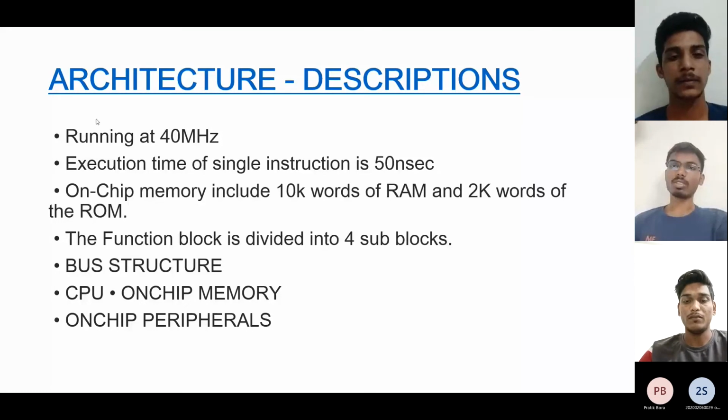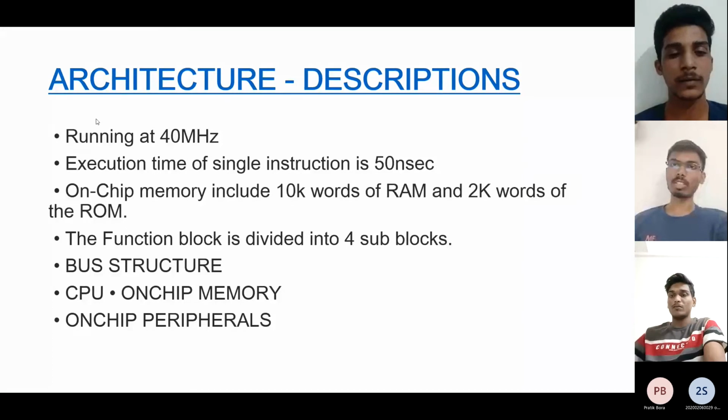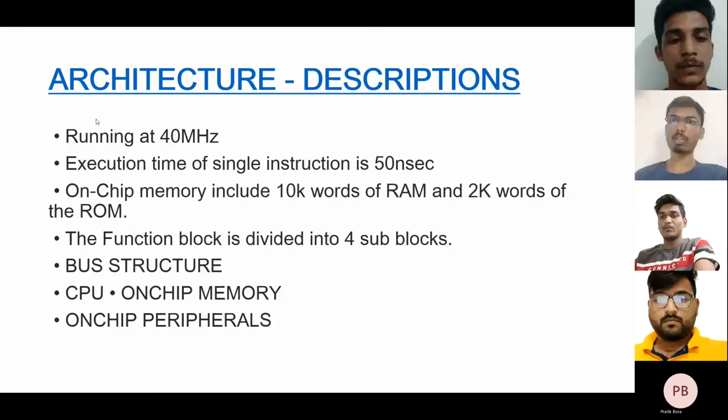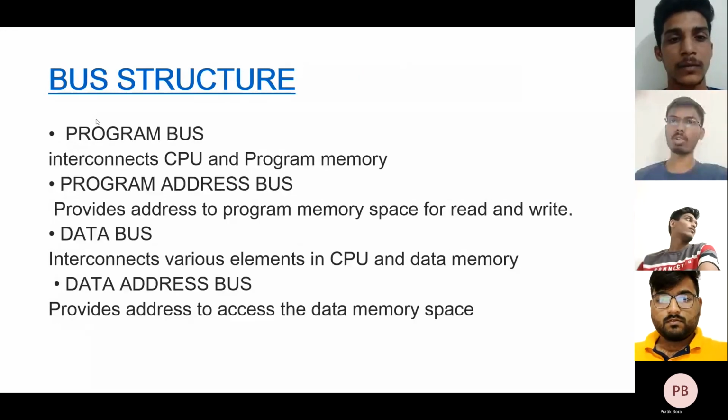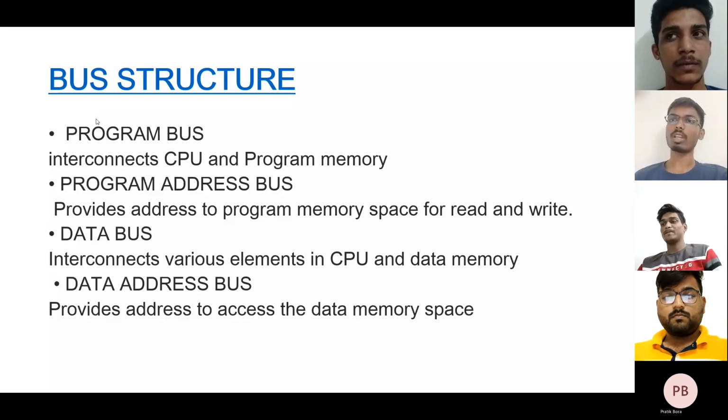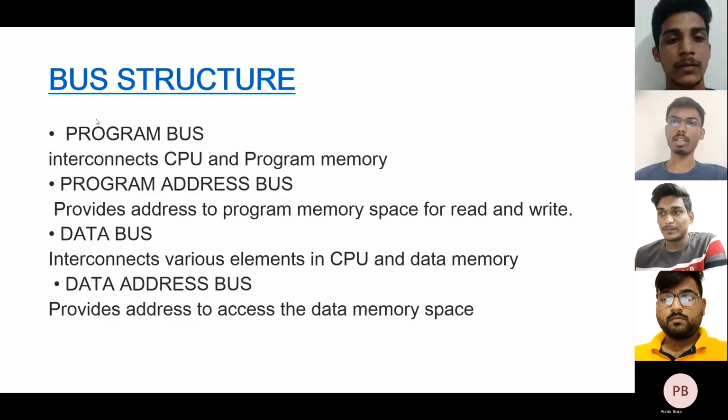Bus structure. There are various types of buses, such as the program bus, which interconnects the CPU and program memory. Program address bus, which provides addresses to program memory space for read and write operations. Data bus, which interconnects various elements in the CPU and data memory. Data address bus, which provides the address to access the data.